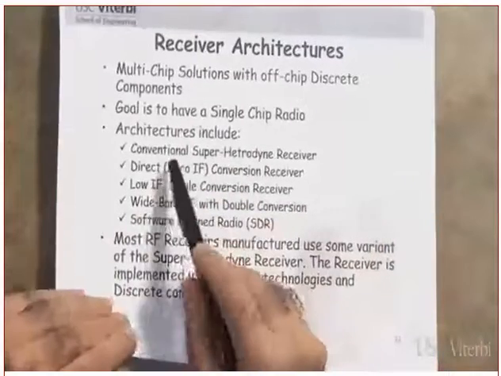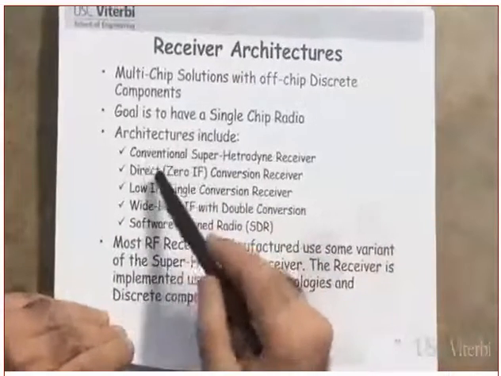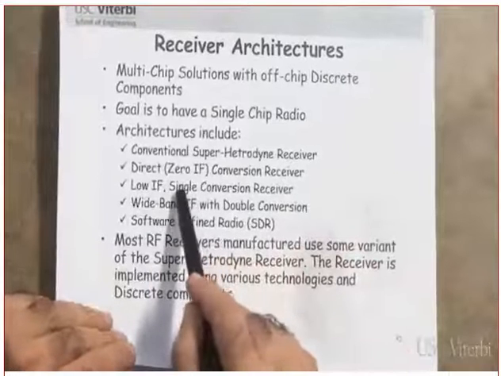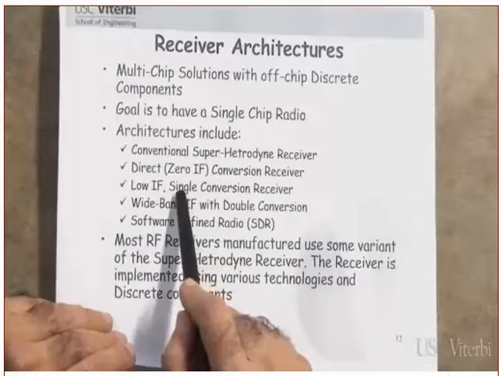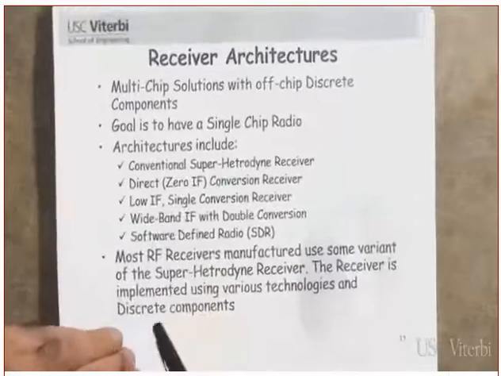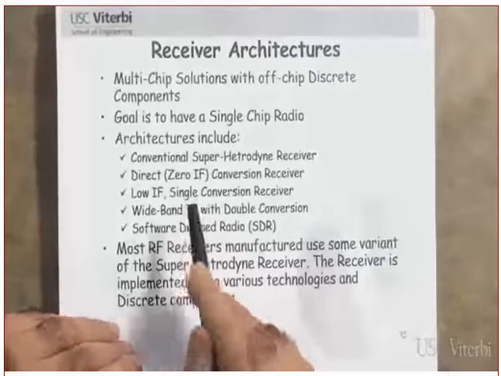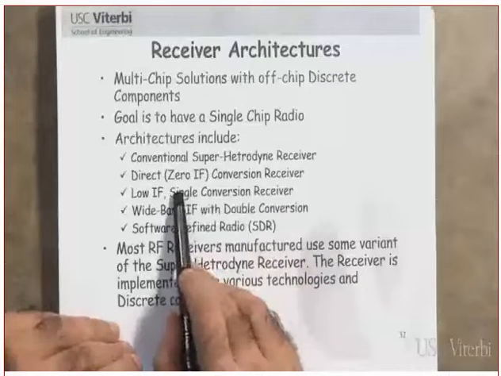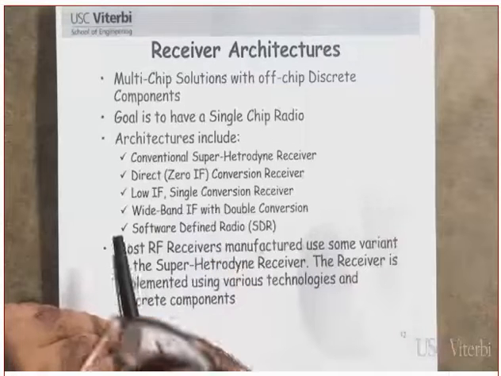We will look at multiple types of architectures, including the superheterodyne receiver and the direct conversion receiver. They call it also the zero IF, or sometimes they call it the homodyne receiver, or the zero IF conversion receiver. Zero IF means you go directly from the RF to the baseband.